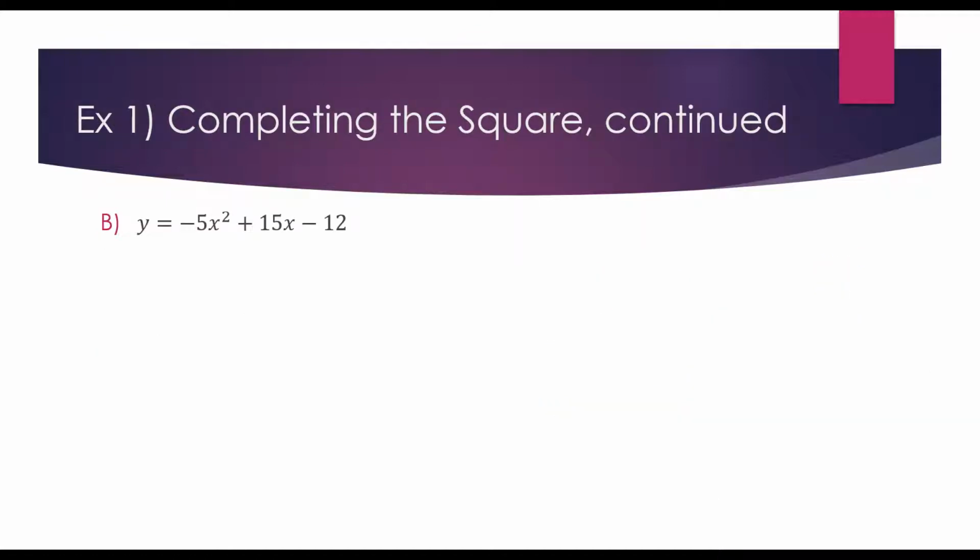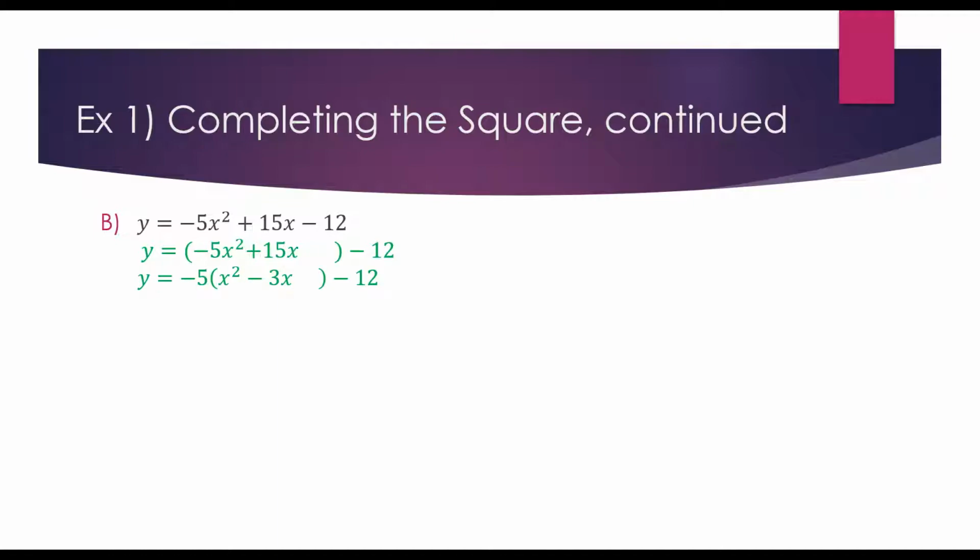Next up, we have y equals -5x squared plus 15x minus 12. Again, we're going to start by putting those x terms inside of a set of parentheses. We're going to kick the -12 out. It's not part of the parentheses party today. Now notice this one's a little bit different. We have a coefficient in front of that x squared term. And so our next step is going to be to factor that out. So I'm going to factor out -5 from everything inside the parentheses.